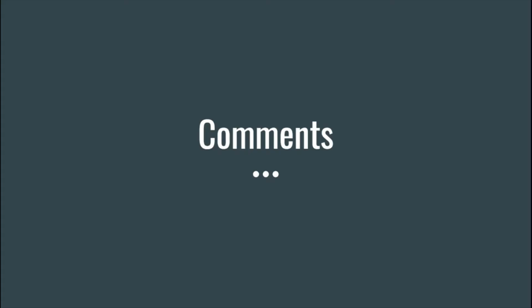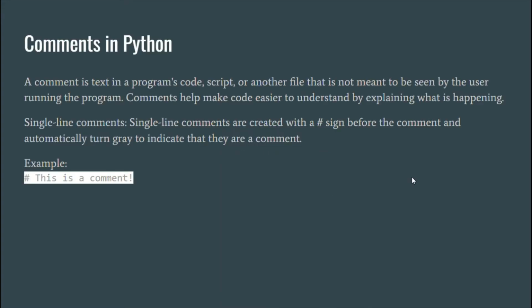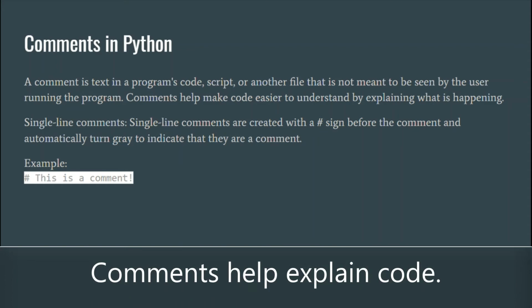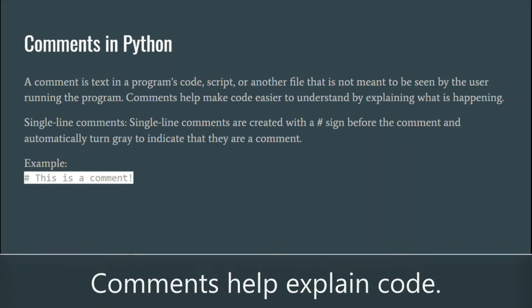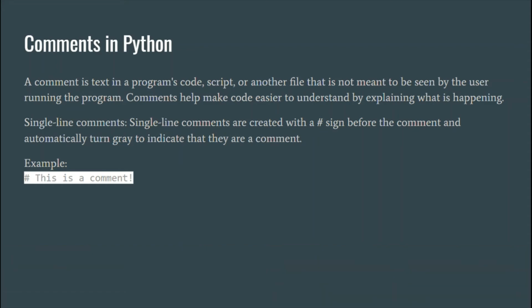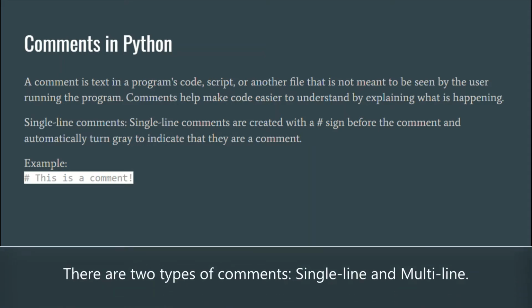Let's go on to the first topic of the episode, comments. What are comments in Python? A comment in Python is text in a program's code, script, or another file that is not meant to be seen by the user that is running the program. Comments help make code easier to understand by explaining what is happening. There are two types of comments in Python. One is single-line comments and the other one is multi-line.